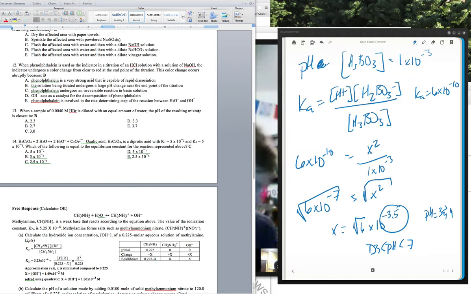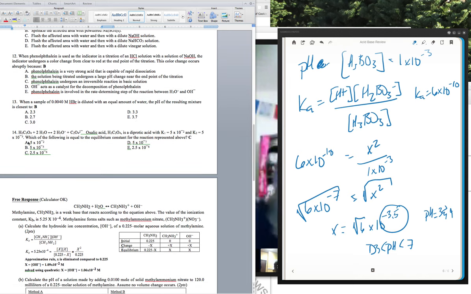Sorry. Thanks. Okay, we have oxalic acid plus water gives us water acidified, the hydronium ion, plus the oxalate ion. So it's diprotic with K1 being equal to 5 times 10 to the negative 2 and K2 equals 5 times 10 to the negative 5th. Which of the following is equal to the equilibrium constant for the reaction represented above?